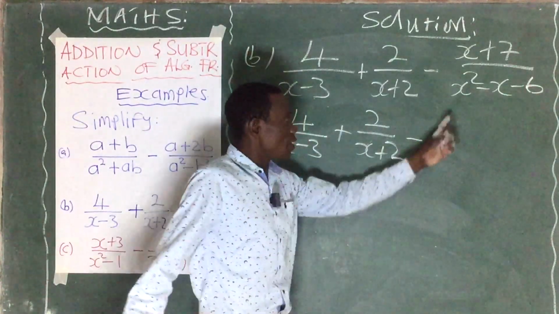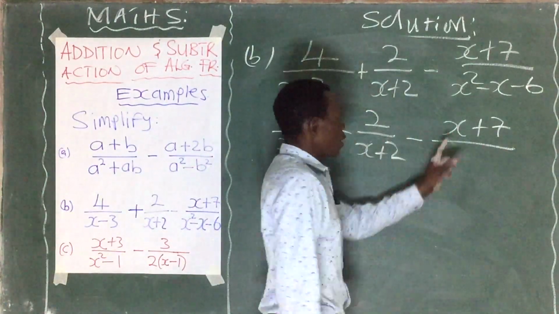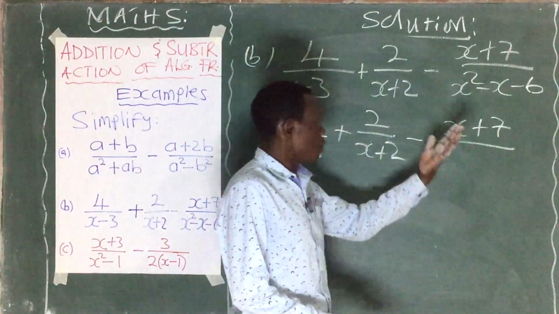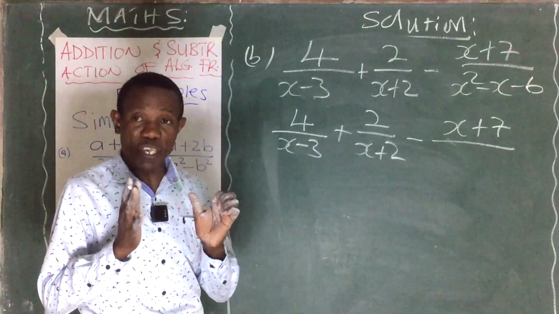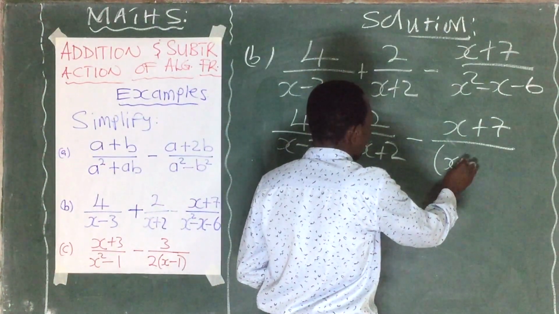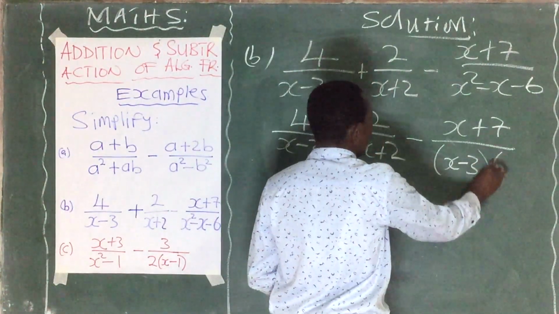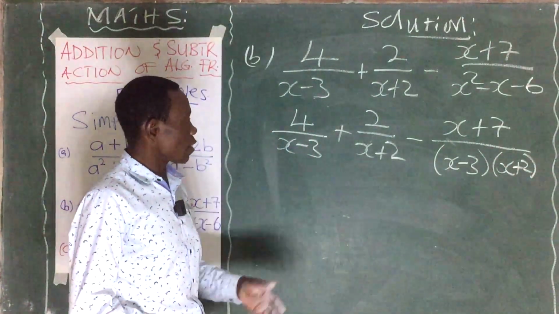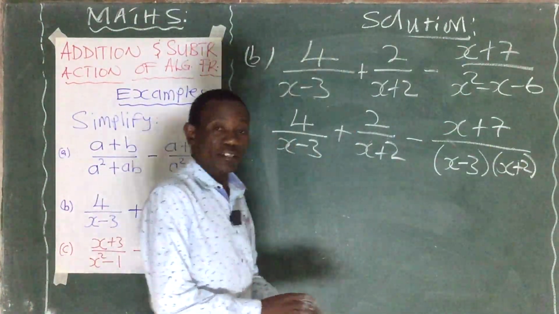But now if I look at the last fraction, the top we can't factorize, we just leave it like that. But if you look at the denominator, you'll learn that this one can be factorized. Factorize it by the grouping method, not the difference of two squares, and you'll obtain the factors x minus 3 and x plus 2. So x minus 3 and x plus 2 are the factors of this expression.